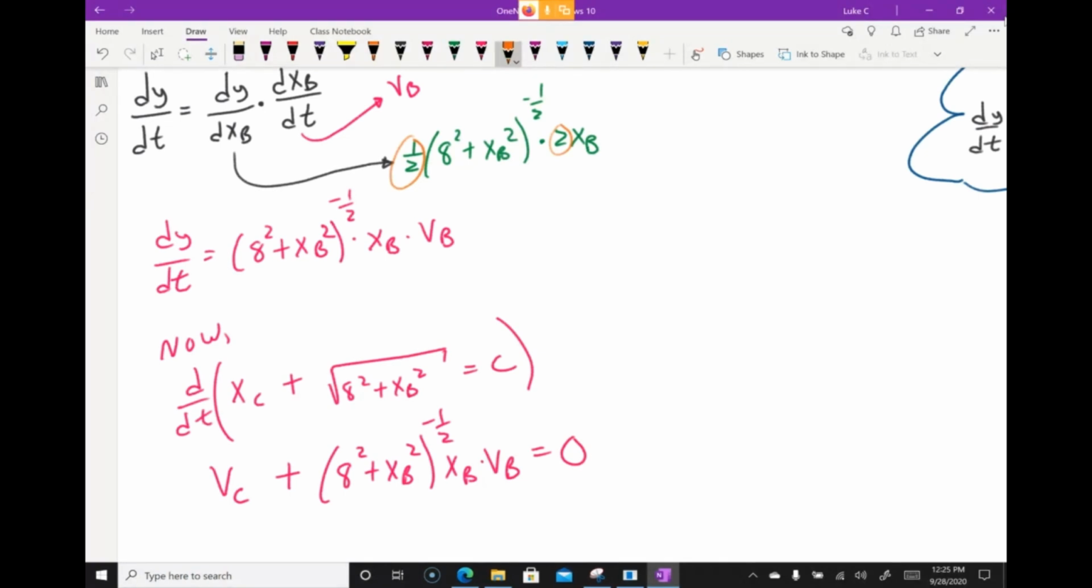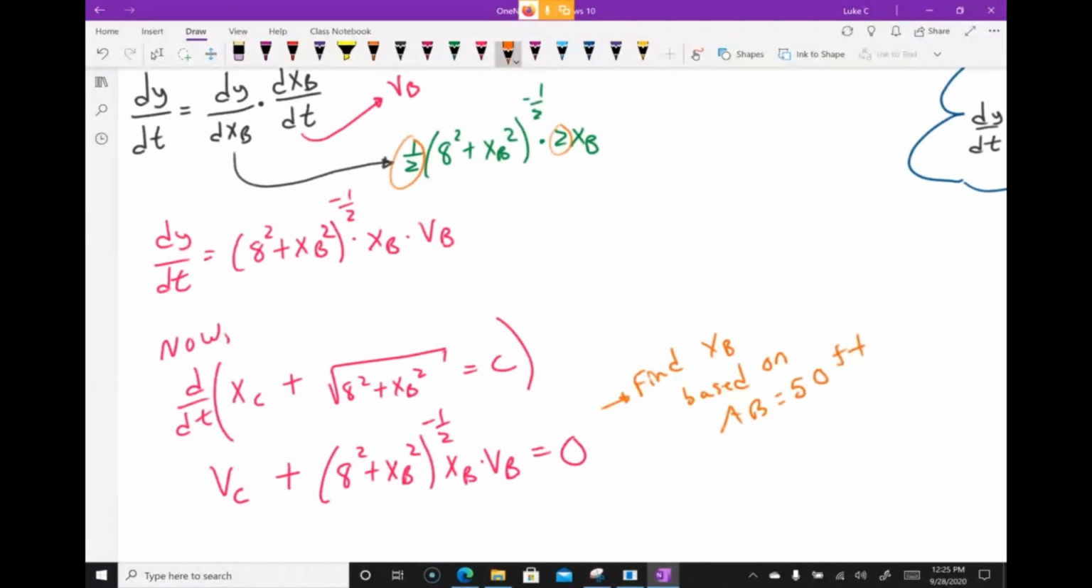So do we have everything? Do we have VC? Yep. We have 6 feet per second. XB. Do we have that? We could find that. You could rearrange. So basically, you need to find XB based on AB equal to 50 feet. That's easy. Just square root of the squares there. So you can actually plug everything back in.